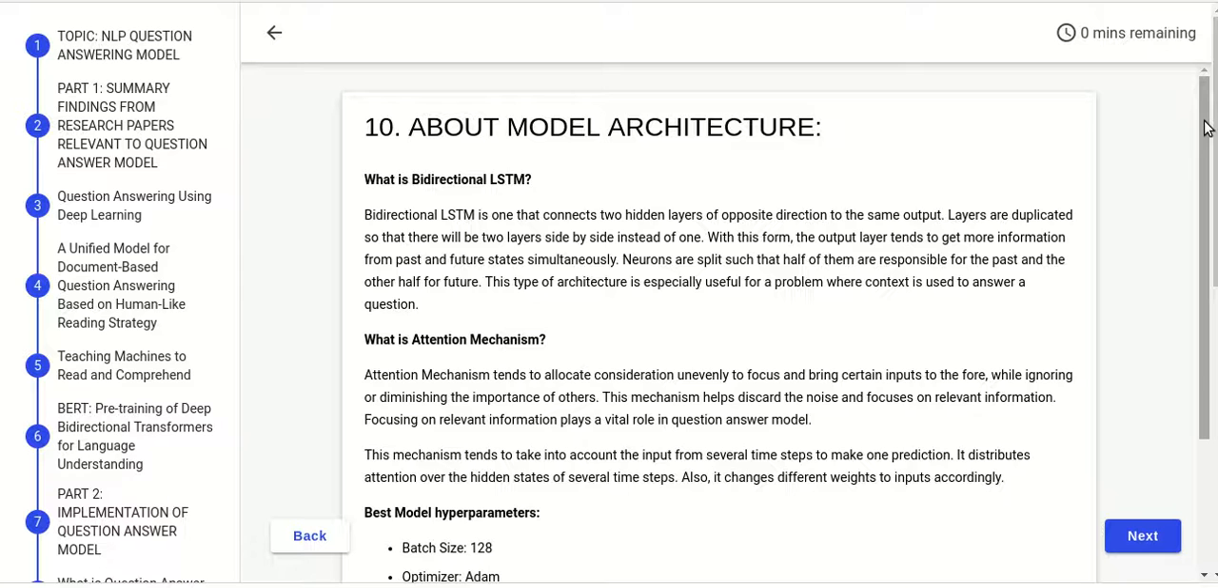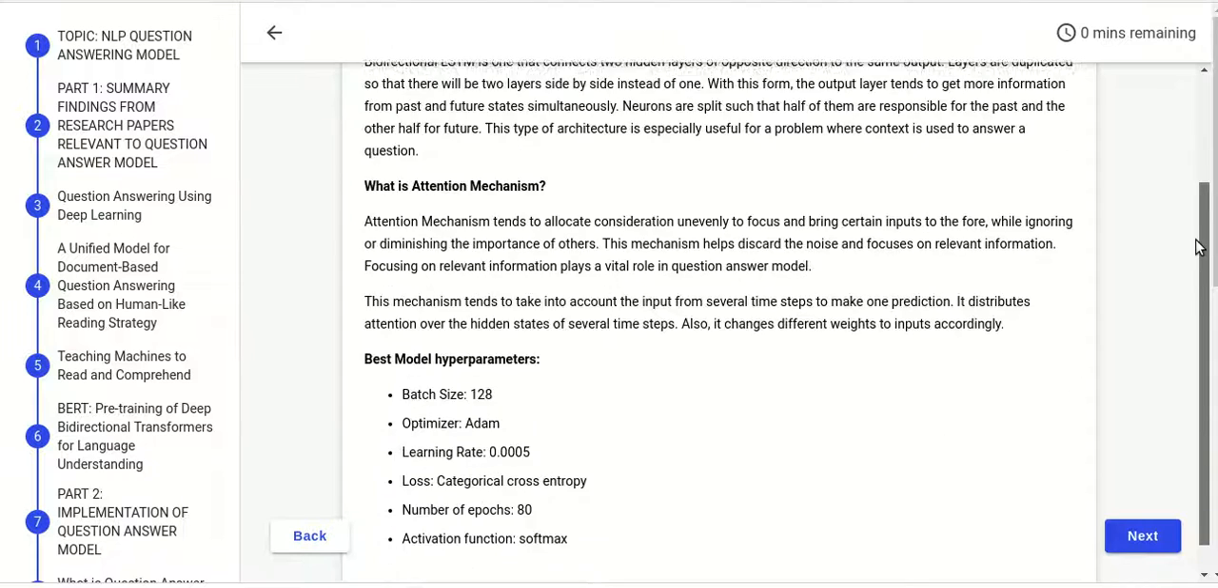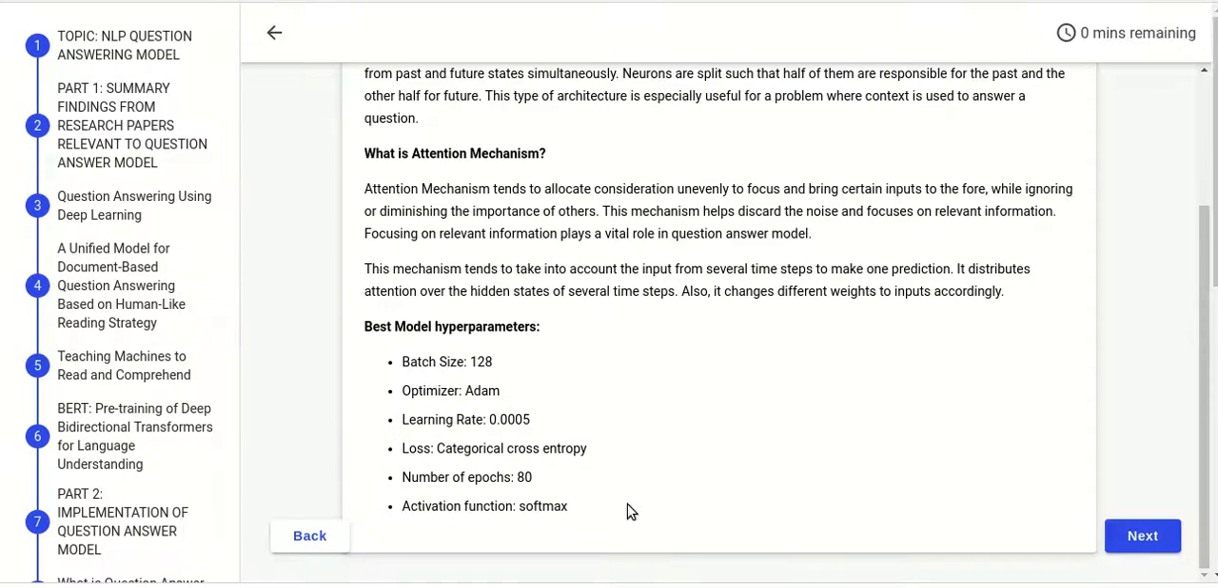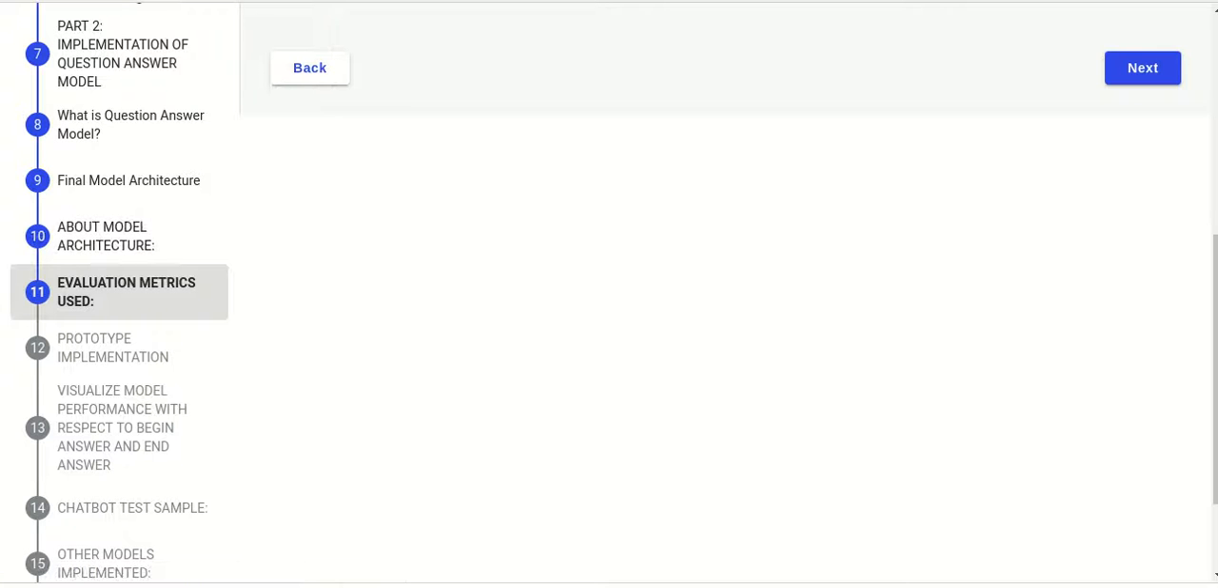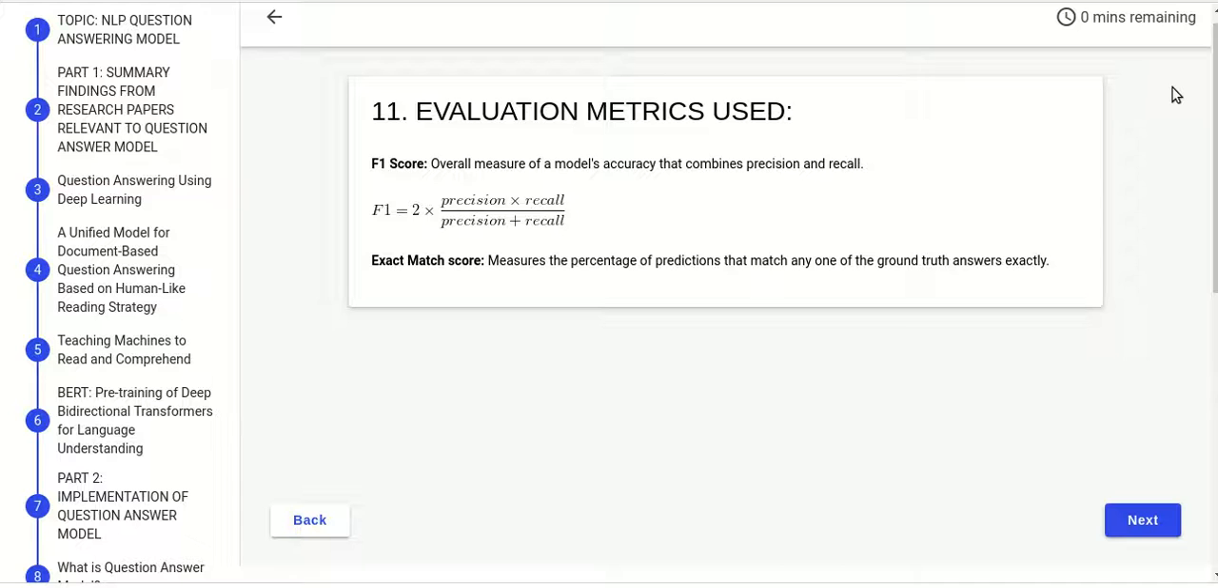So it's very useful for such a problem which deals with answering a particular question, because you'll have too much noise. We have also given the best hyperparameters we received. You can just check them here. We used cross entropy loss, and now we'll see what evaluation metrics were used. So we used F1 measure and exact match score.